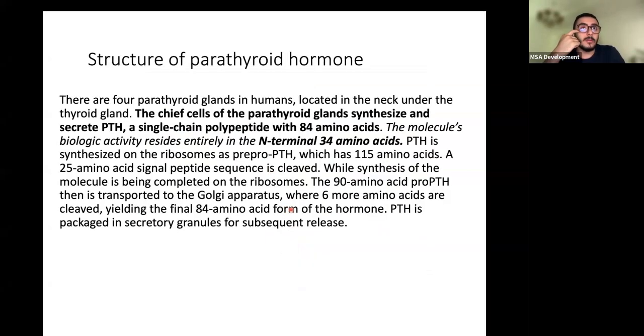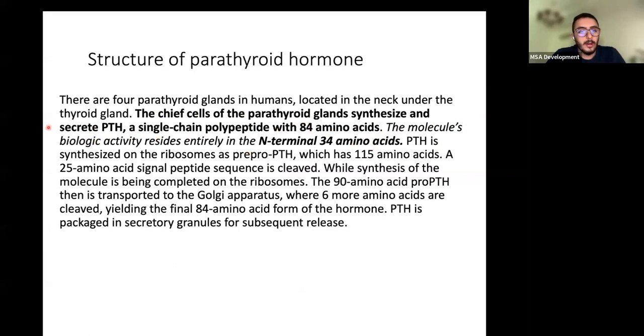This slide is basically talking about the structure of the parathyroid hormone and how it is synthesized. It's way simpler than how the thyroid hormone was synthesized. Thyroid synthesis is a bit more complicated. We basically start with the chief cells, or the principal cells of the parathyroid, which synthesize and secrete PTH, a single chain polypeptide of 84 amino acids. That's PTH. How does it start?